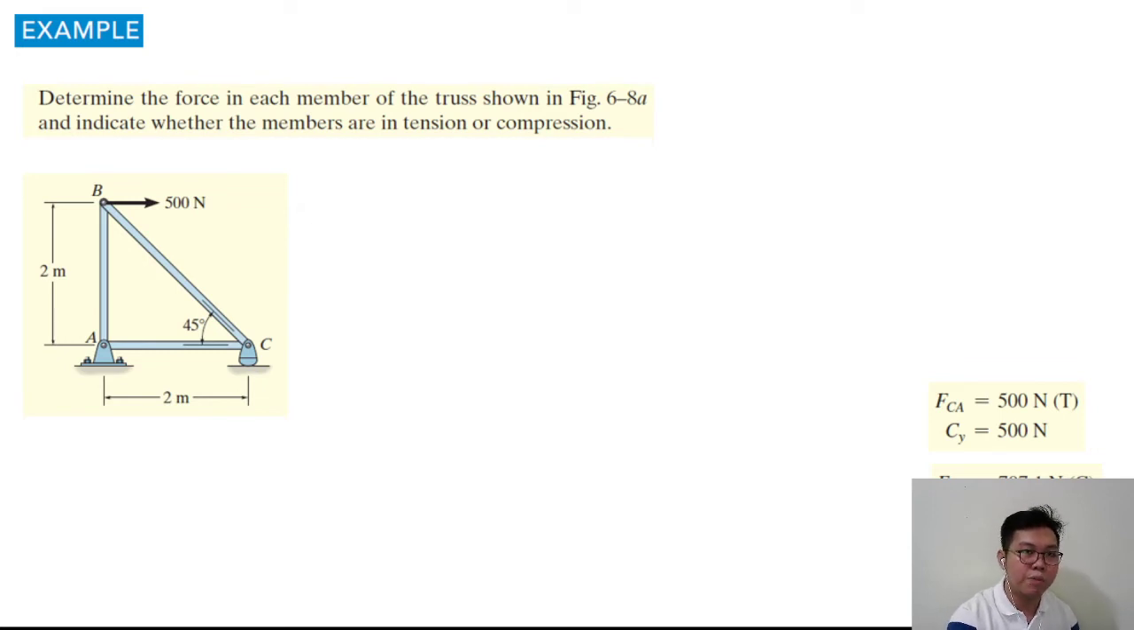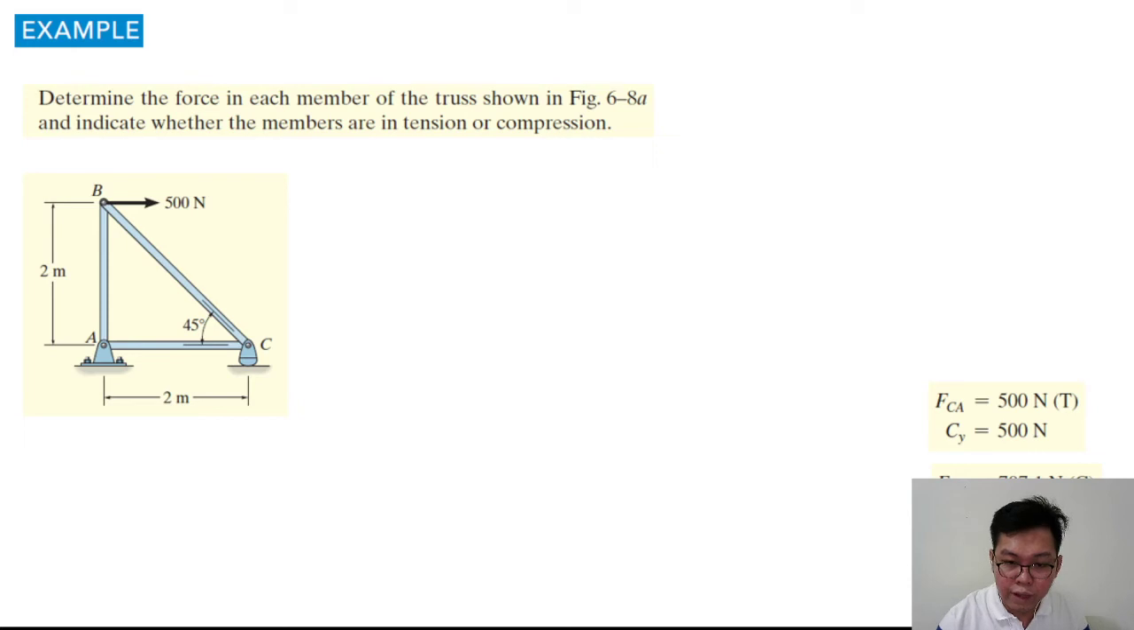So, pag assumption mo compression, and then ang sagot mo is negative, meaning, tension pala yun. So, nakakalito na. So, I suggest, assume all members in tension, and then once na-solve mo na lahat, see kung ano yung negative signs, automatic yan yung compression. Kung ano yung positive signs, automatic yan yung tension. Okay? So, anyway, I think okay na tayo.